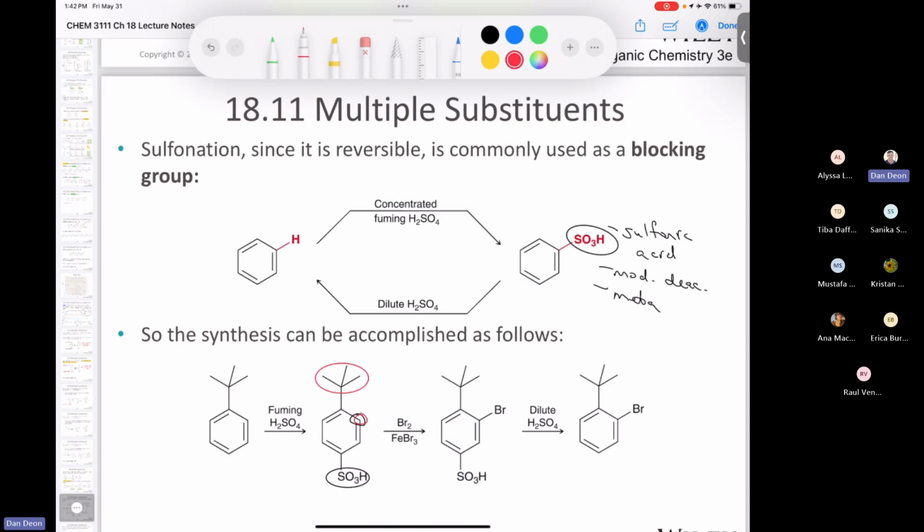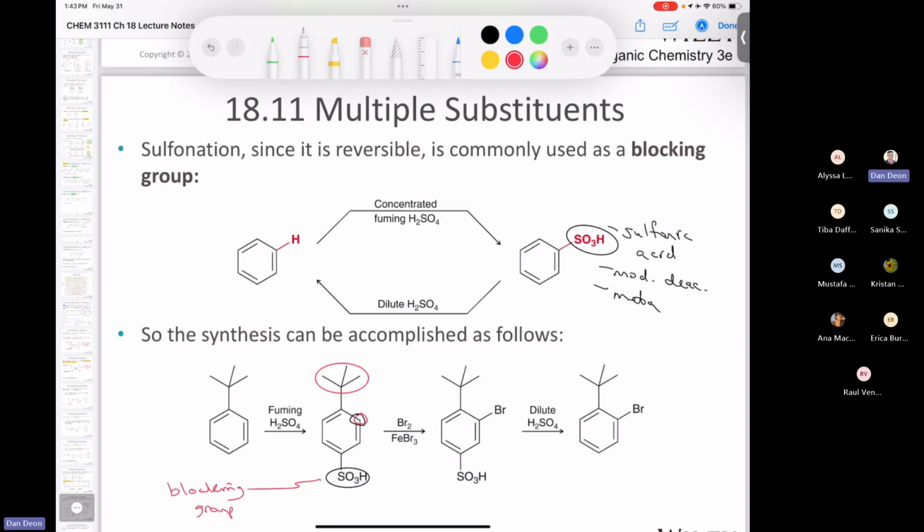You put in your bromine with bromine and iron(III) bromide, and then you use dilute sulfuric acid to knock it off, and you're done. That's it. So again, this is what we call a blocking group. And remember, it's not the same as trimethylsilane, which is a protecting group.